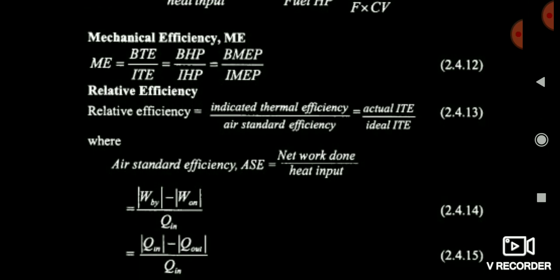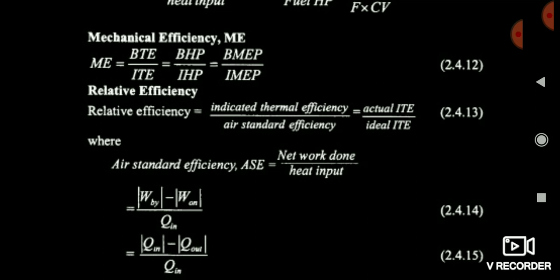And friends, after that it is mechanical efficiency. I think I have told you in the previous slide also that mechanical efficiency is the ratio of brake horsepower divided by indicated horsepower. And after that another efficiency, that is air standard efficiency, that is the net work done divided by heat input. You remember it? In the next video lecture I will tell you about the different types of cycles and the efficiency calculated.